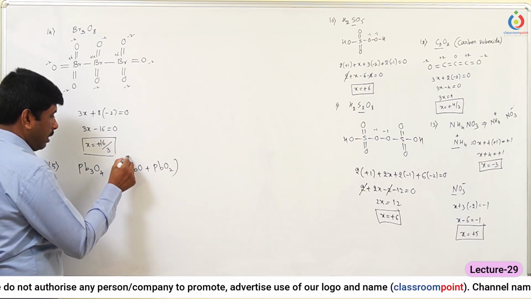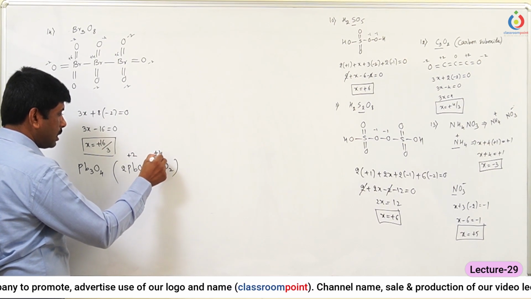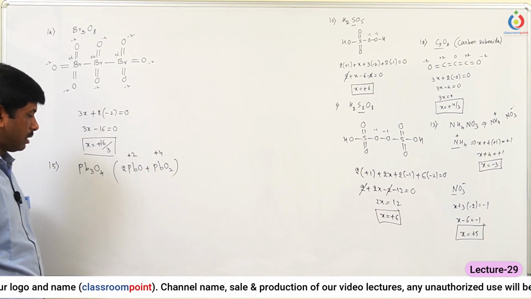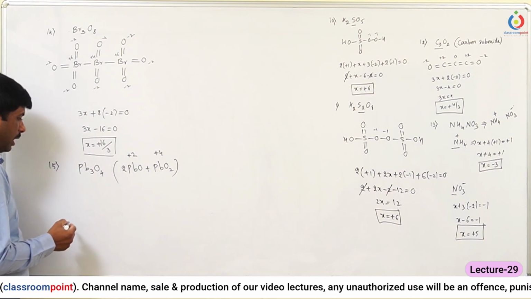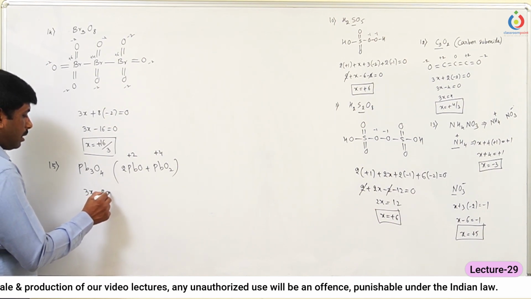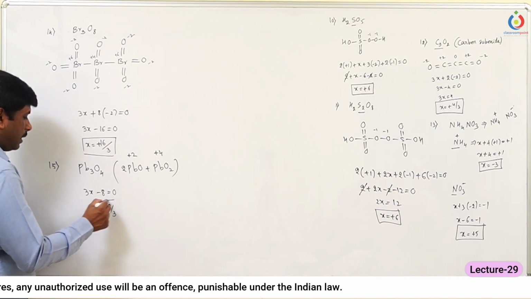In PbO, lead oxidation state is plus 2. In PbO2, lead oxidation state is plus 4. These are individual oxidation states. But if you want to calculate the average oxidation state, that is 3x minus 8 equals 0, x equals plus 8 by 3.